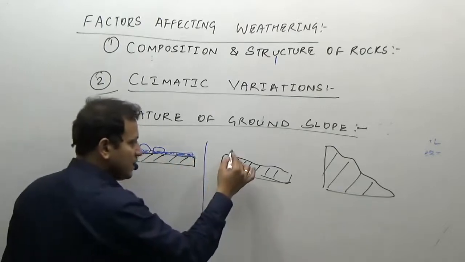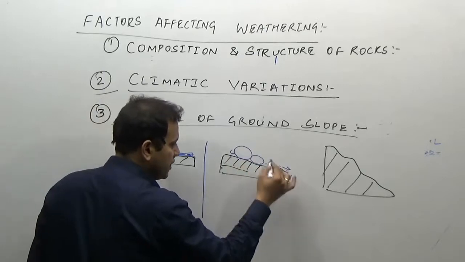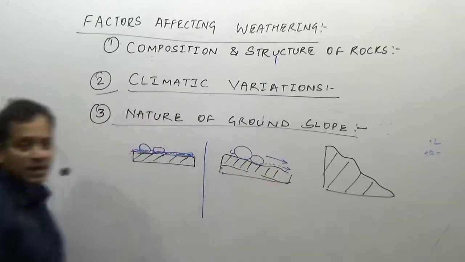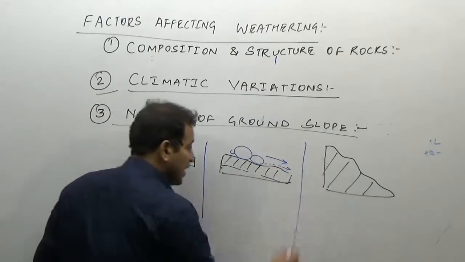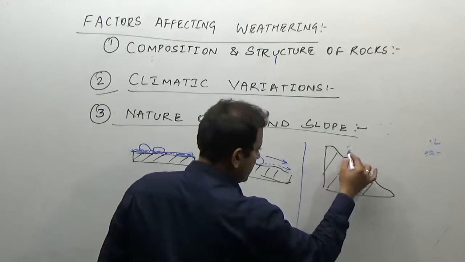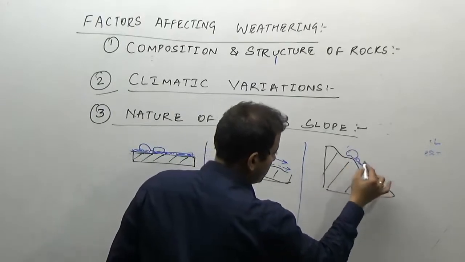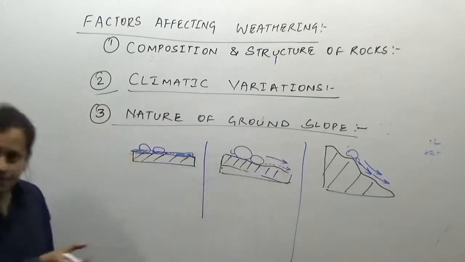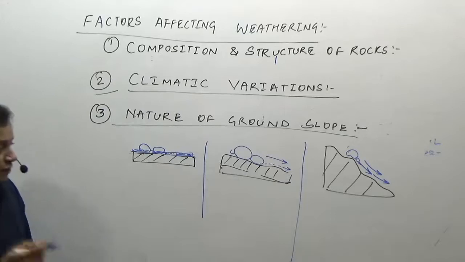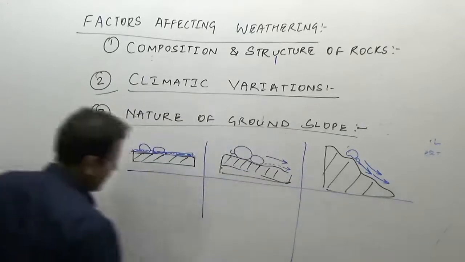On the other hand, in the areas of a gentle slope, the rock will slowly move downwards. As a result, the weathering will be slow in this region. On the other hand, if the rock is here in the areas of the steep slope, the weathered materials will very fast move downwards, which will expose the new area for further weathering. So here, minimal weathering.